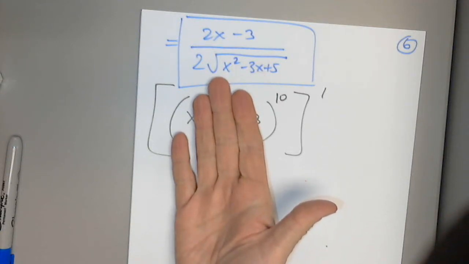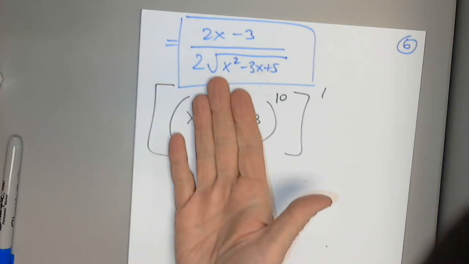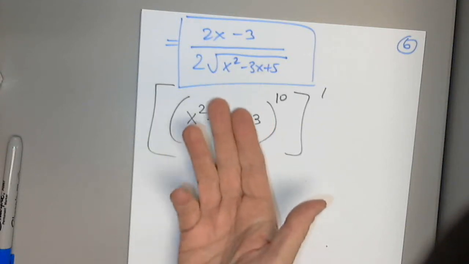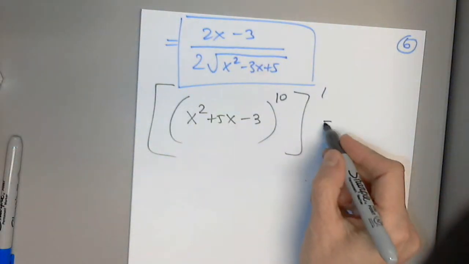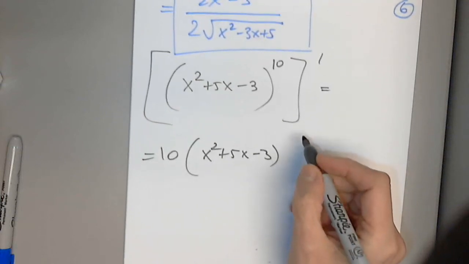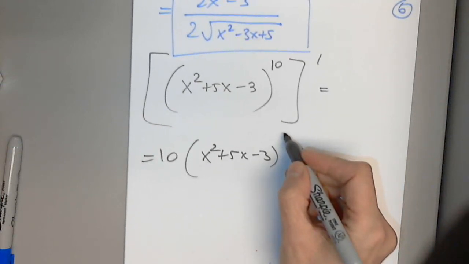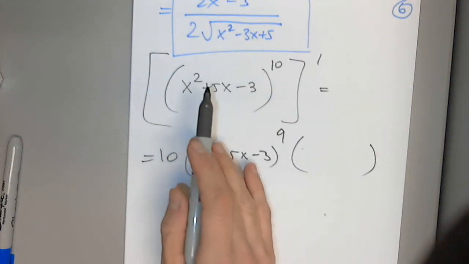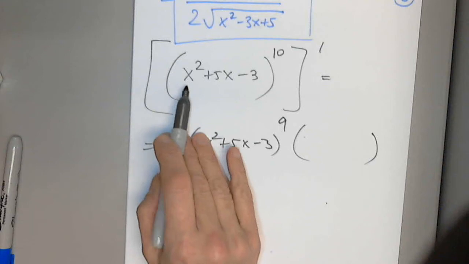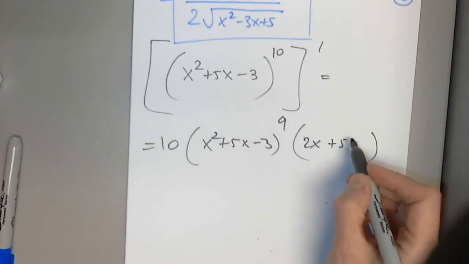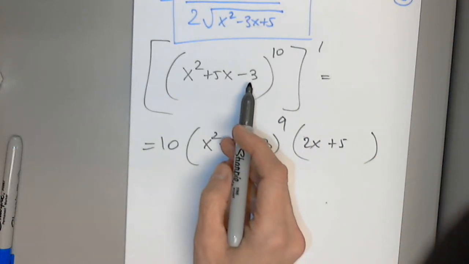So just imagine if I only had here x to the 10th power, what would you have written? 10 times x to the 9th times x prime. But how much is x prime? 1. But now I don't have x alone. I have an expression or a function, right? So this will be 10 times x squared plus 5x minus 3 to the 9. Good. Multiplied by this prime. Can anyone differentiate x squared for us? Good. Can anyone differentiate 5x for us? 5. Can anyone differentiate negative 3? 0. That's it.